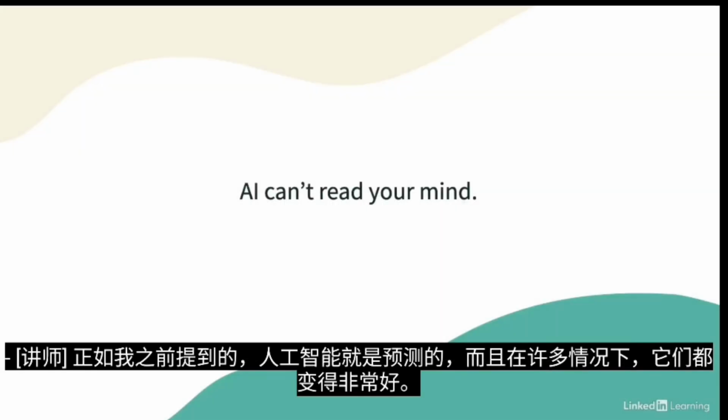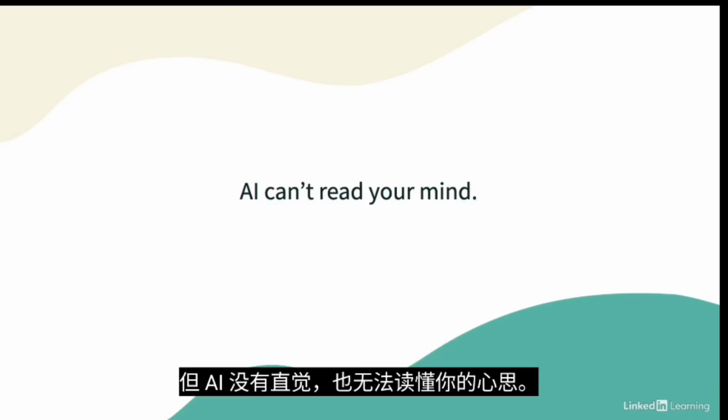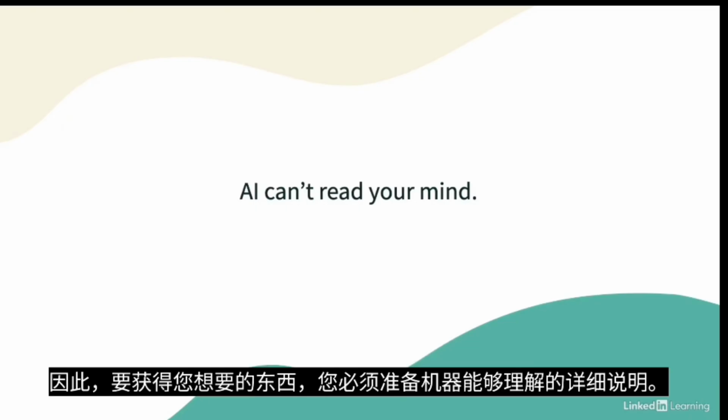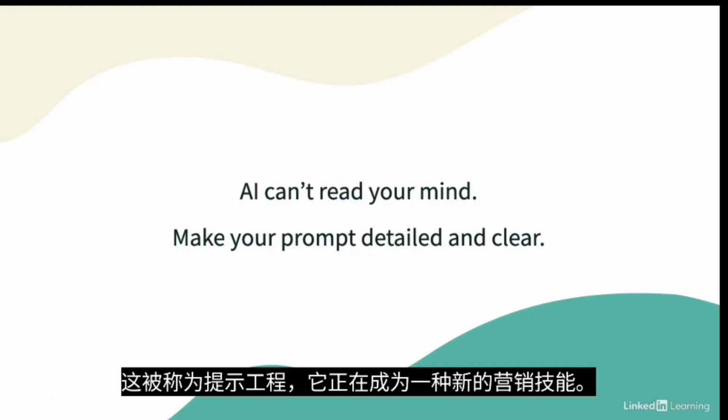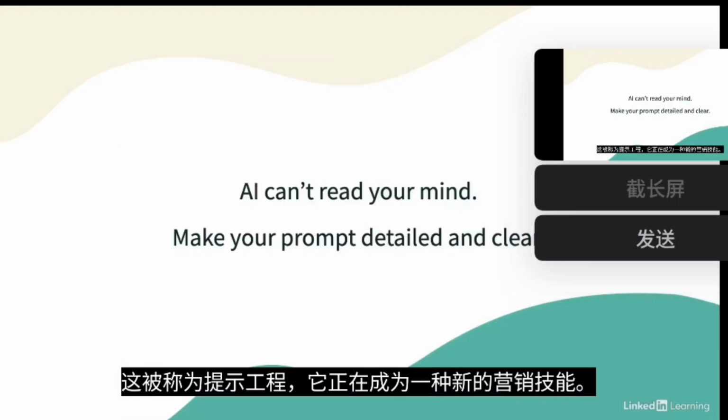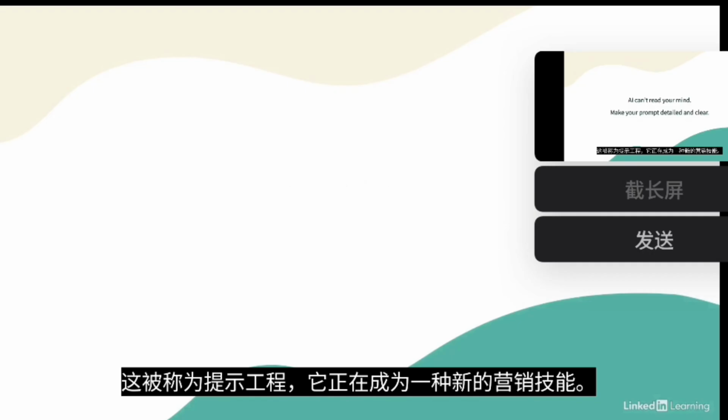As I've mentioned before, artificial intelligence is all about predictions, and in many cases, they're getting really good. But AI doesn't have intuition and can't read your mind. So, to get what you want, you have to prepare detailed instructions a machine understands. That's called prompt engineering, and it's becoming a new marketing skill.